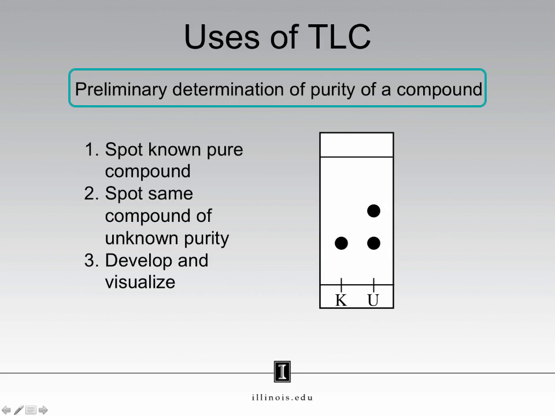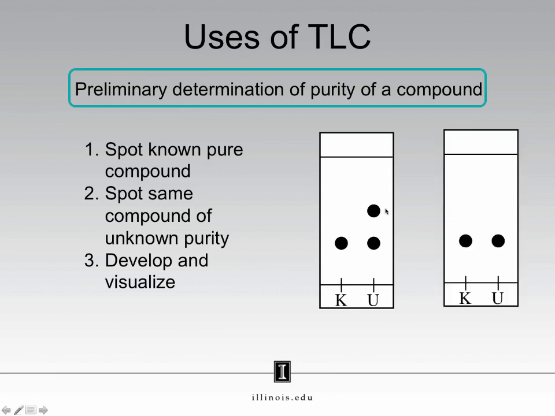On this TLC plate, we can see that we have two spots in our unknown lane. Remember, each spot on the TLC plate corresponds to a different compound. Therefore, our sample of unknown purity is impure because it contains more than one compound. If our TLC instead looked like this, where we have only one spot in the unknown lane, and that one spot is at the same retention factor as the spot in the known purity lane, we can say that our sample of unknown purity is probably pure.